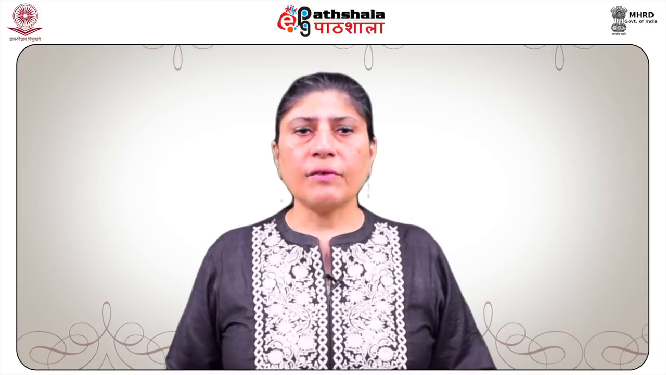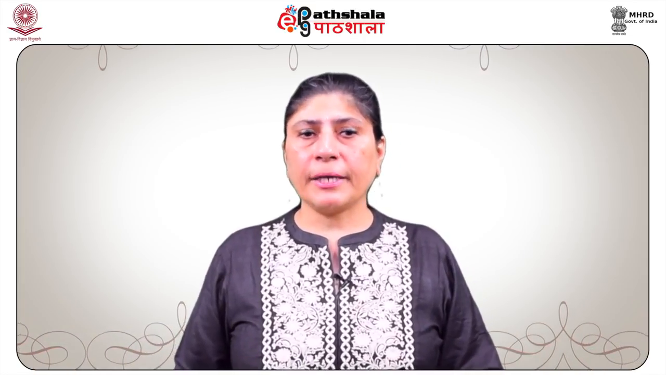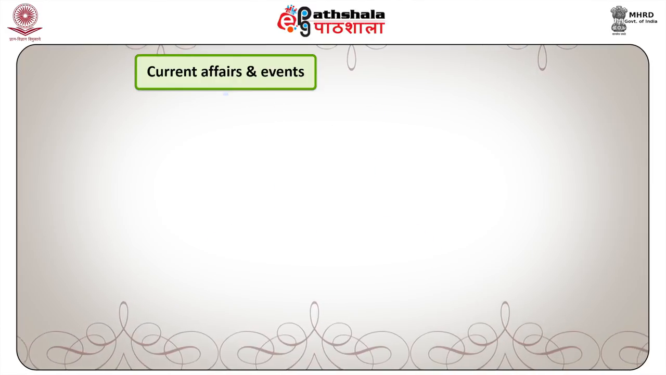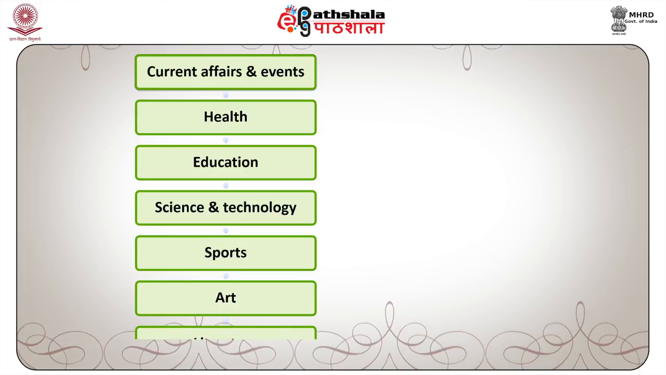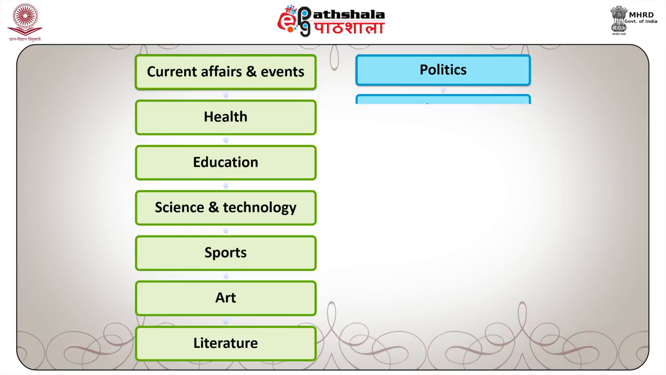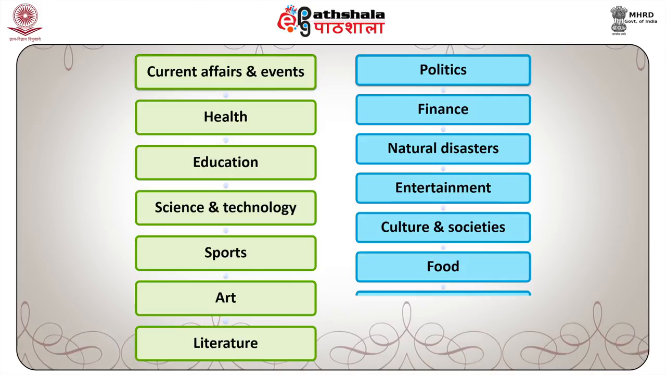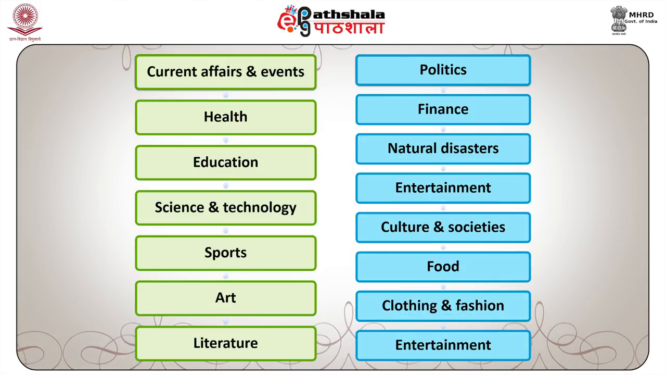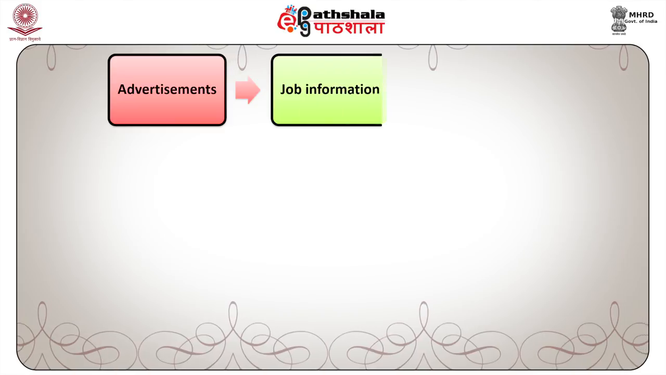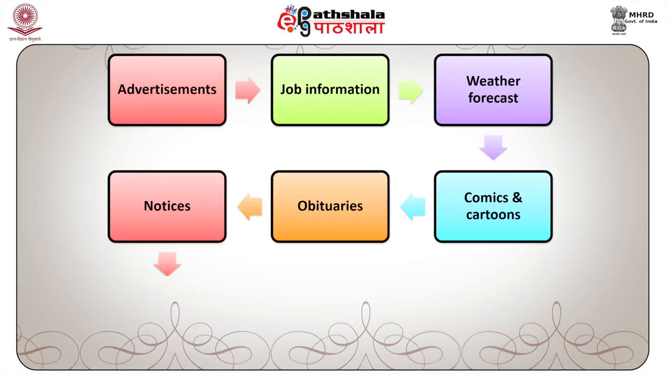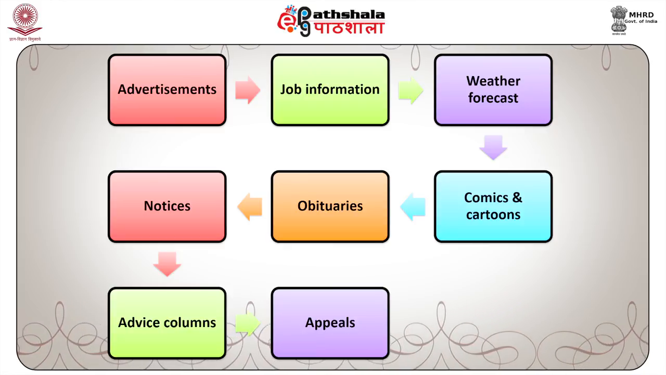The news and informative articles in the newspaper are divided into various segments covering a large spectrum of areas like current affairs and events, health, education, science and technology, sports, art, literature, politics, finance, natural disasters, entertainment, culture and societies, food, clothing and fashion, amongst many others. Newspapers also include advertisements, job information, weather forecast, comics and cartoons, obituaries, notices, advice columns, and even appeals.